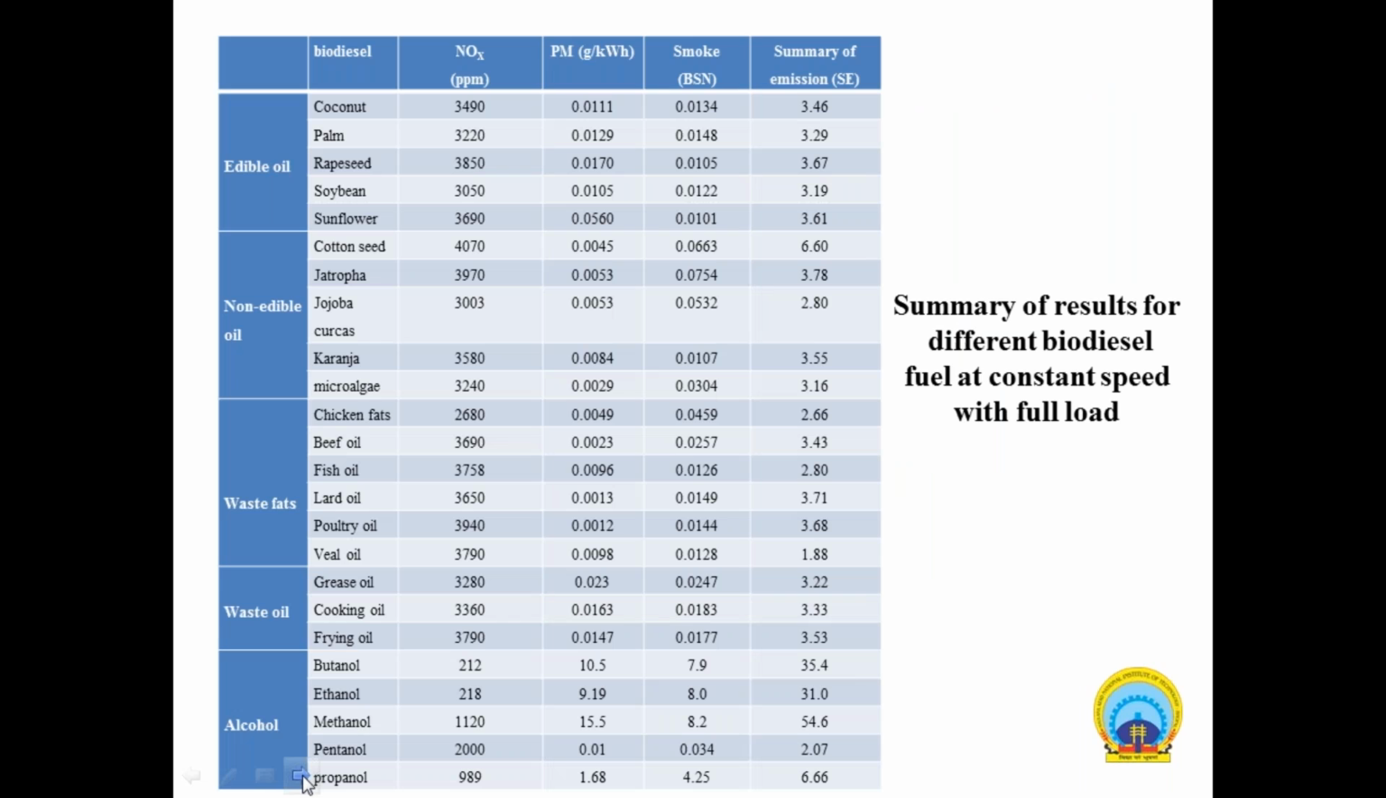So, for this slide, a summary of results for different biodiesel fuels at constant speed with full load, I have categorized the emission parameters into edible, non-edible, waste oil, and the last is alcohol. These are the values I have shown in this table: NOx, then PM, then smoke, and the summary of emission. So you can check the results part. Next.